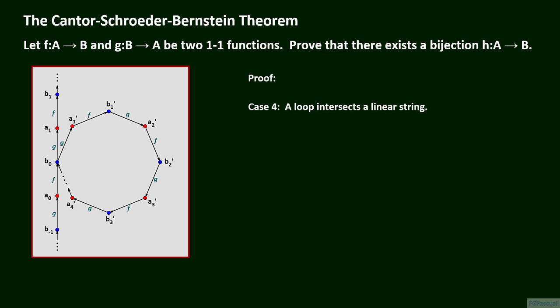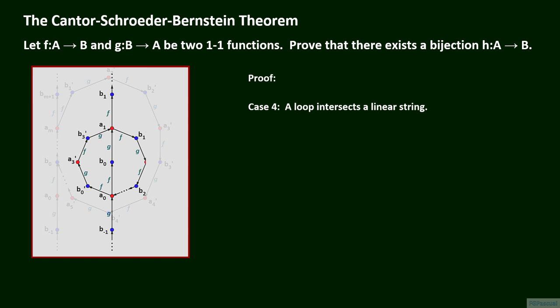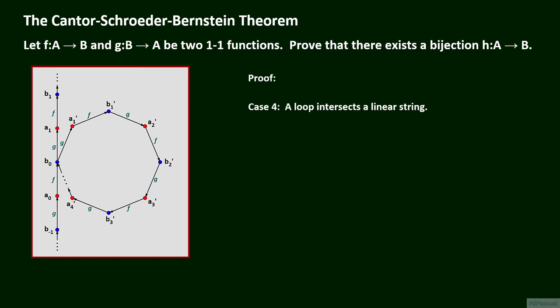The loop and the linear string can intersect at a single element from set B, or a single element from set A, or at multiple elements from both sets. It is also possible that the two types of graphs intersect transversely. Before we present the fifth and sixth cases of directed graphs, we will first prove that case 4, where a loop intersects a linear string, is impossible.